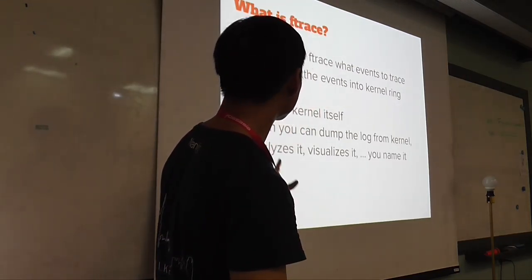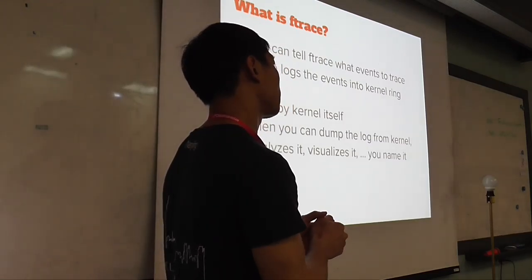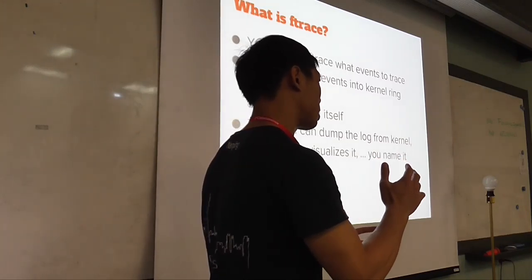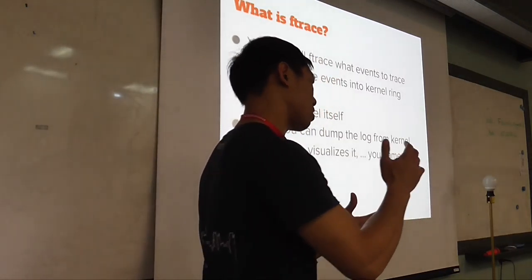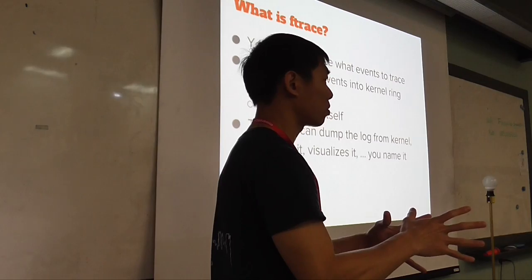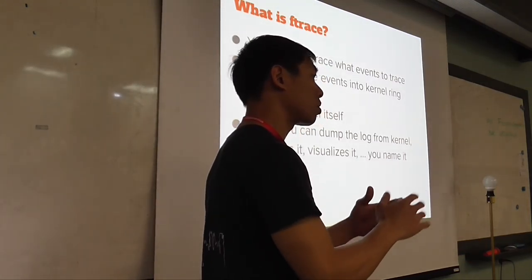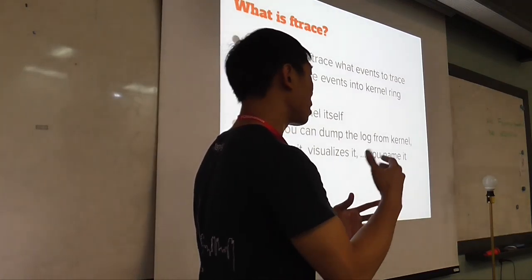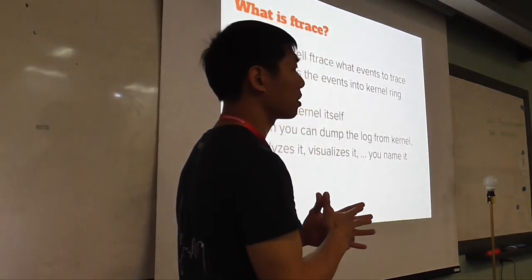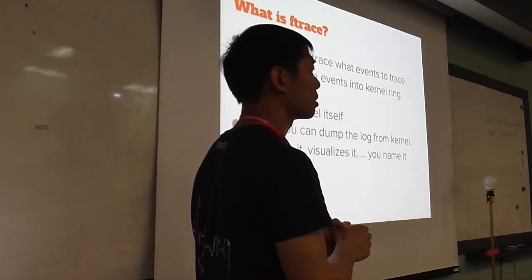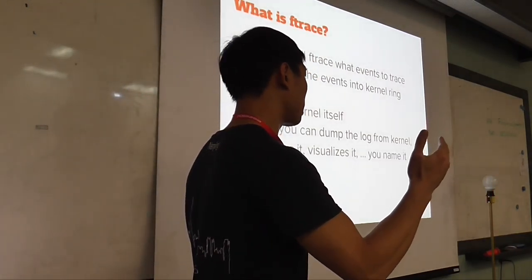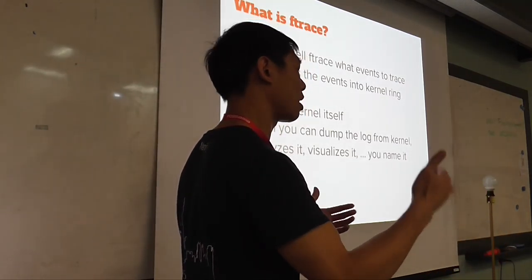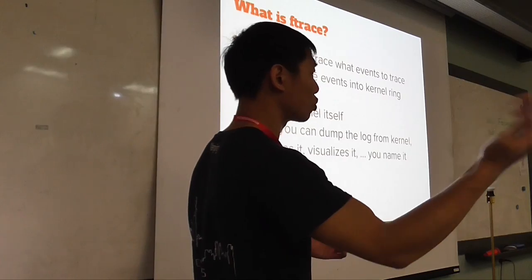And ftrace is very efficient because the logging occurs in the kernel. Everything is in the kernel without user space involved. It logs every event in the ring buffer, so if it runs out of space, the old kernel log lines will be removed.